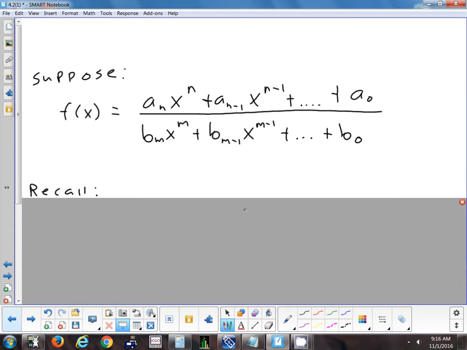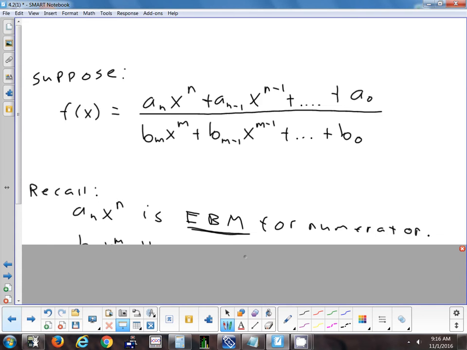What term in the top is going to control everything that happens? There's one term in the top that tells you, if you zoom out enough, the big picture idea. Right, the first term is what we call the end behavior model for the numerator. And remember, there's 4 different end behavior models. You've got up, up, you've got down, down, and then you've got one up, one down, either way. So there's four different end behaviors.